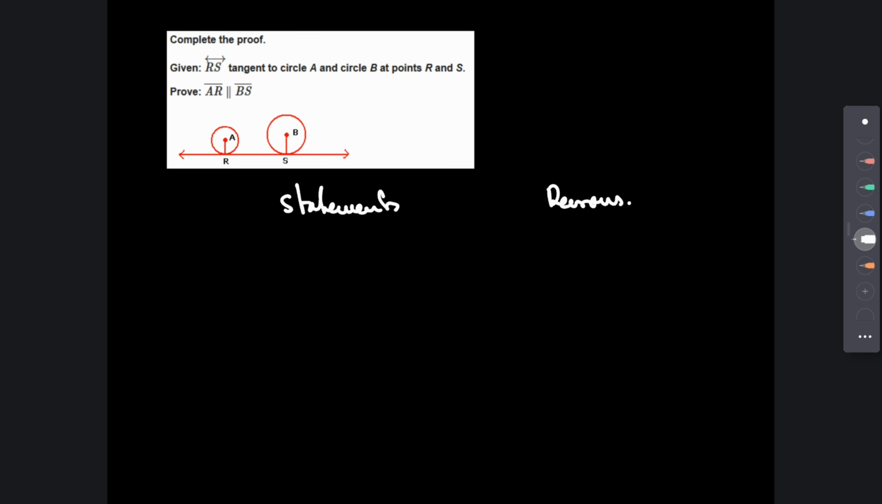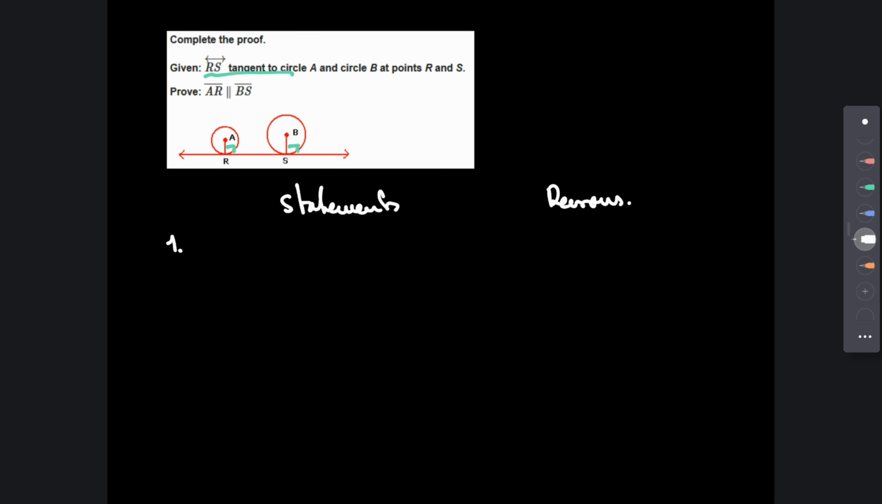I don't think that we need to state a plan, right? Because we know that AR is perpendicular to RS, and BS is perpendicular to RS because they're tangents. That is like the magic word. The magic word is that if they're tangents, then they form a 90-degree angle, right? And because they're perpendicular to the line, they're parallel to each other, right?